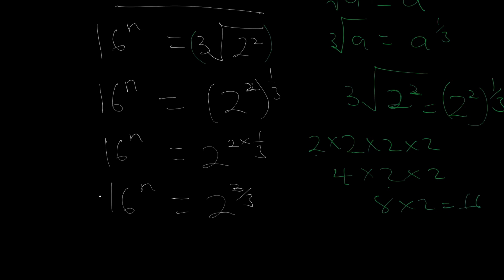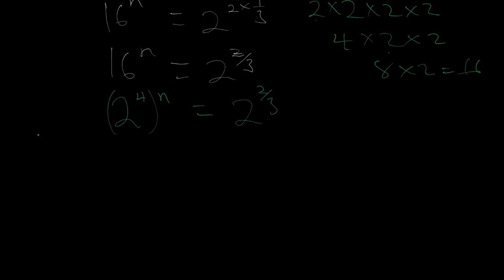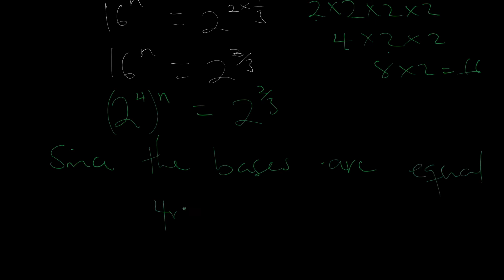So we have 2 raised to the power 4, all raised to n, should be equal to 2 raised to the power 2 over 3. Now from our previous question, if the bases are the same, we equate the exponents. So in this case, since the bases are equal, 4n should be equal to 2 over 3.